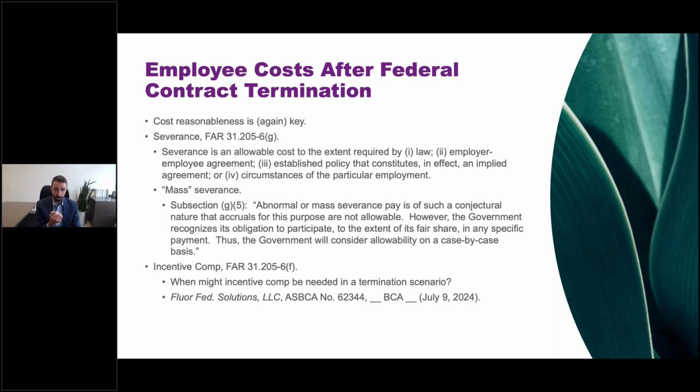Subsection (g) also talks about what it calls mass severance. That's abnormal or mass severance, like large amounts. This provision is written in a little bit of a confusing way, okay? It talks about accruals for mass severance being conjectural. Some contractors accrue costs in advance. They're sort of estimating their costs in advance. And there's a fair reading of this that it's talking about that. But what it seems to be saying is, if you have mass severance costs, the government is recognizing its fair share and will consider allowability on a case-by-case basis.